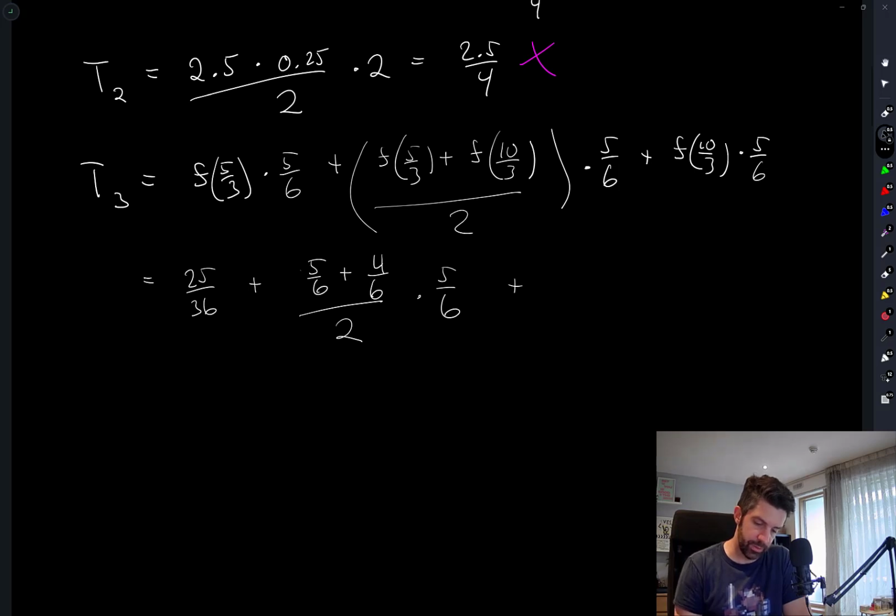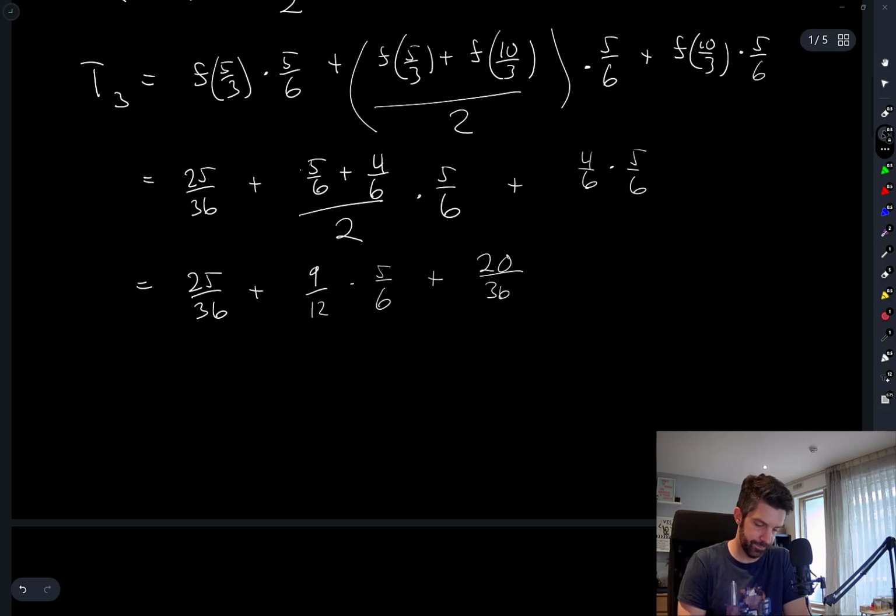And f of 10 over 3 is, like we said, 4 over 6 times 5 over 6, okay. 25 over 36 plus 9 over 6, 9 over 12 times 5 over 6 plus 20 over 36. So I've got 45 over 36 plus 9 over 12 is 3 over 4, 15 over 24.